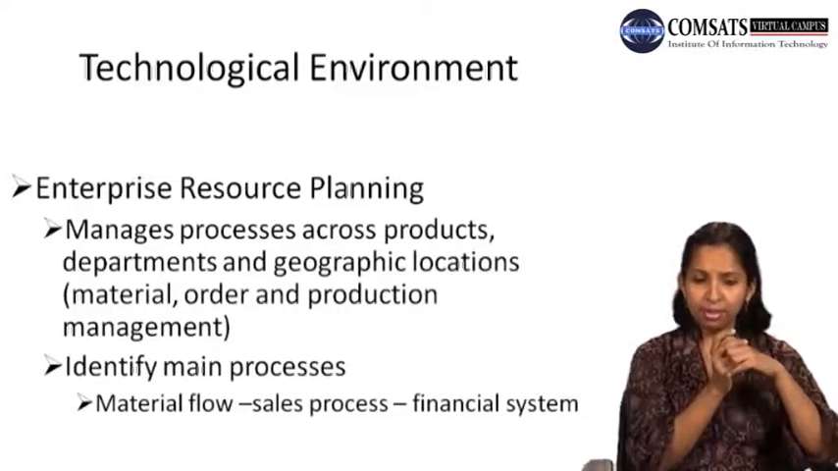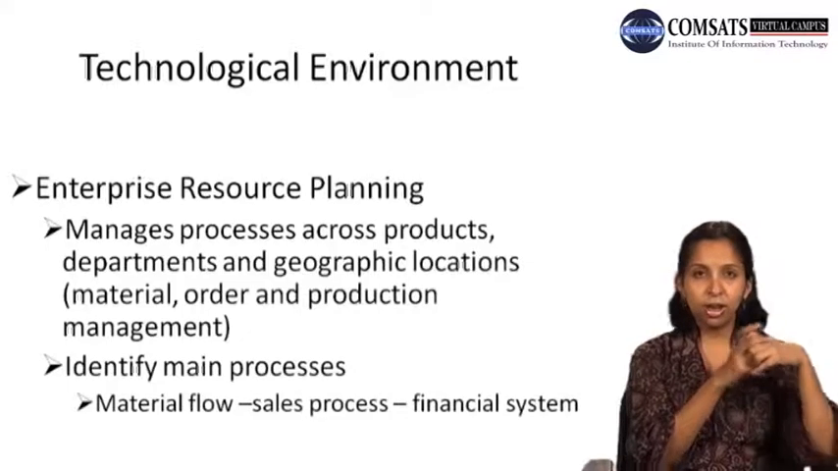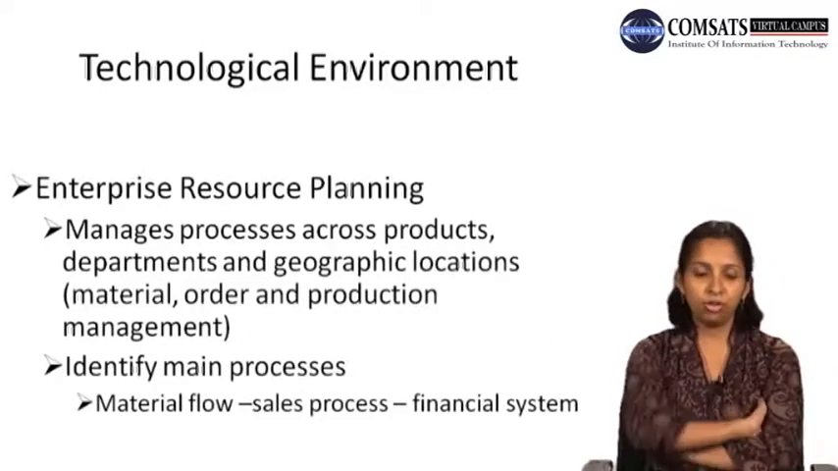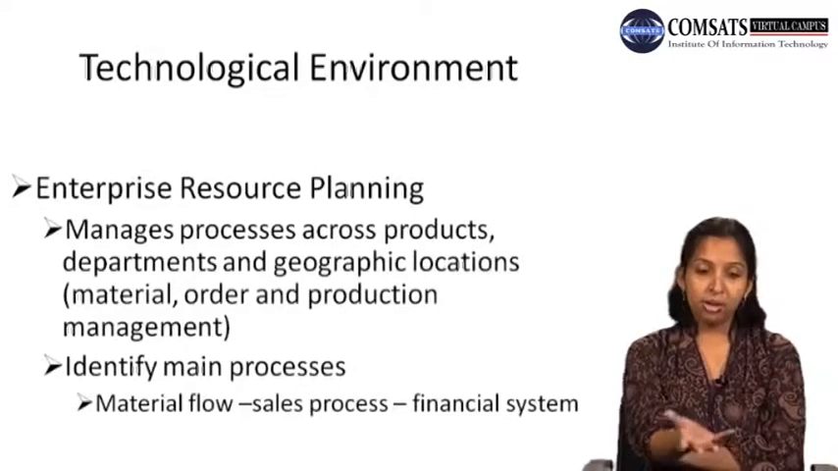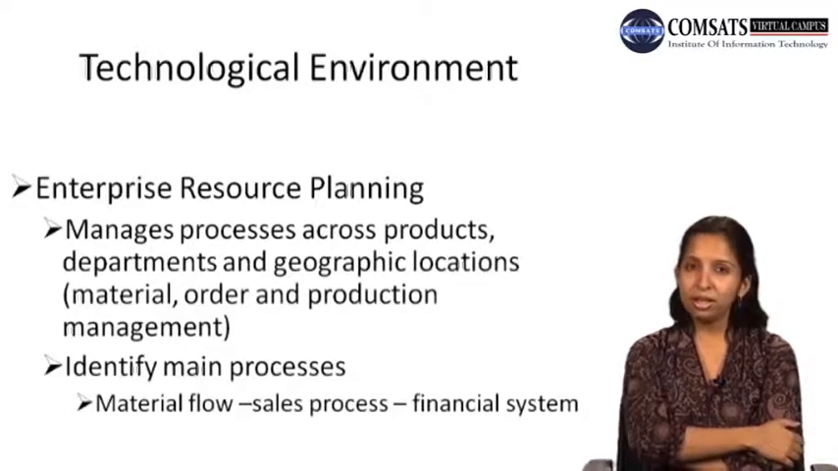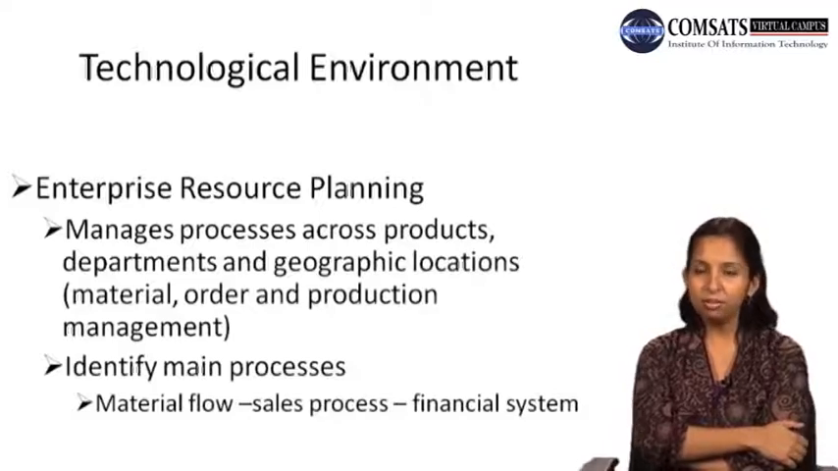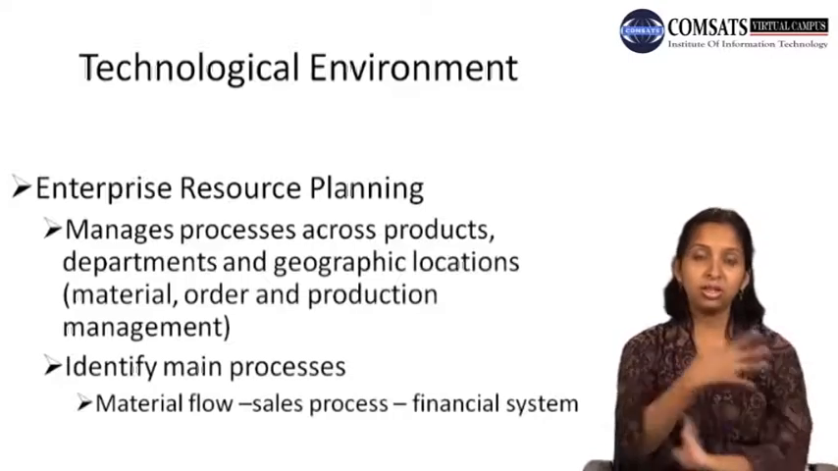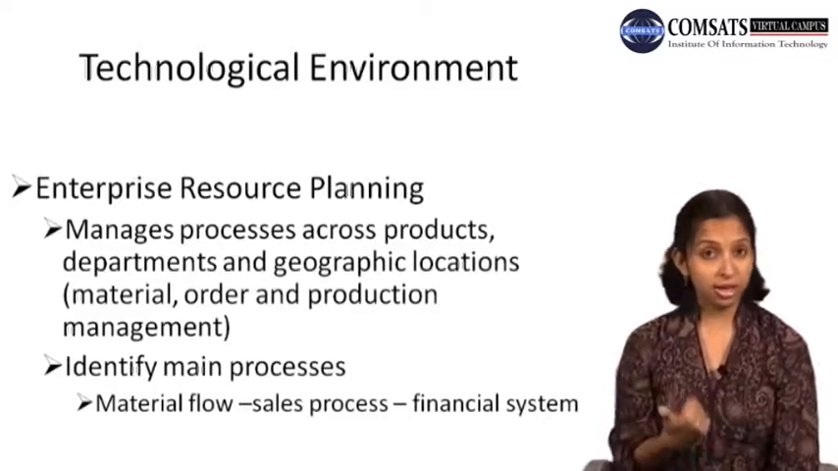So the best thing about an enterprise resource planning system is it manages things across departments, across locations, and across products. Same thing, how does it work? It identifies the main processes, कि एक company के लिए कौन से process important है या कौन से process ज़रूरी है. First up, it identifies that.